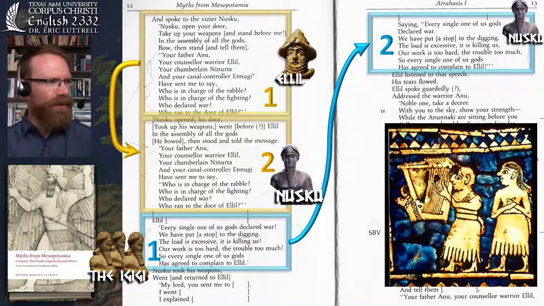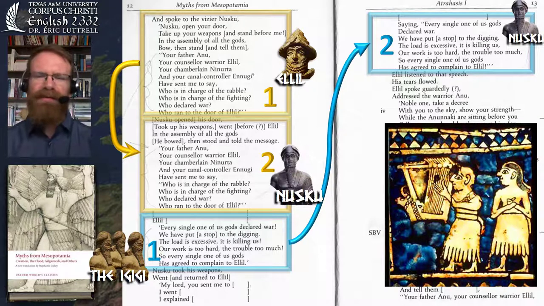"Your father Anu, your counselor warrior Elil, your chamberlain Ninurta, and your canal controller Inugi have sent me to say who is in charge of the rabble, who is in charge of the fighting, who declared war, who ran to the door of Elil." Now you're probably thinking, why is this in here twice? Is this a mistake? And if it was a novel, it wouldn't make much sense. There wouldn't be any reason for that to be there.